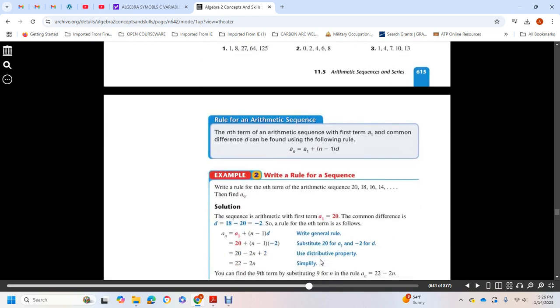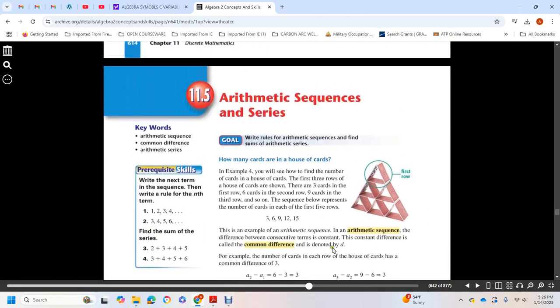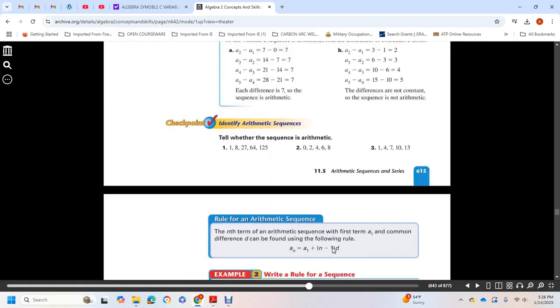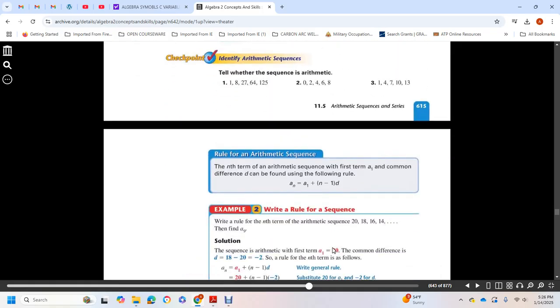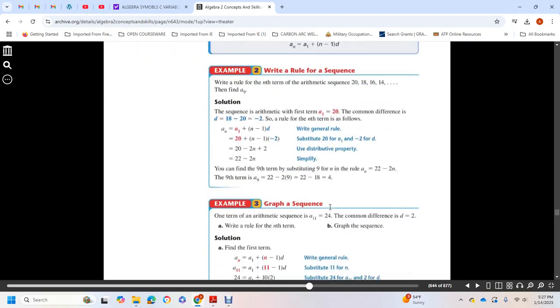Rules of the arithmetic sequence. The nth term of an arithmetic sequence with first term a sub 1 and common difference d can be found using the following rule: a sub n is equal to a sub 1 plus n minus 1 times d.